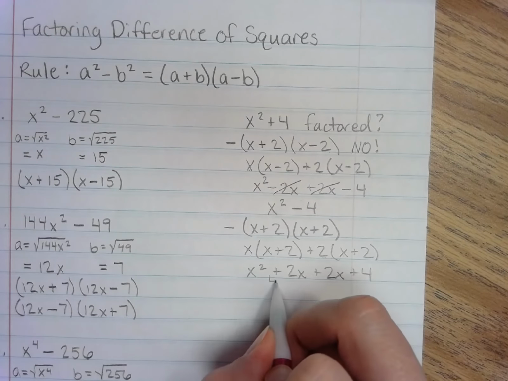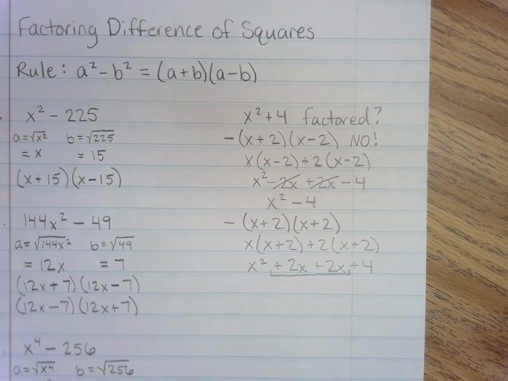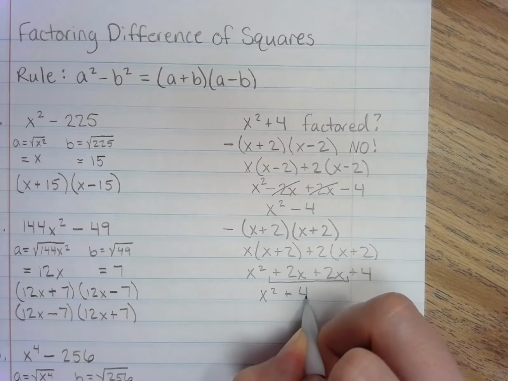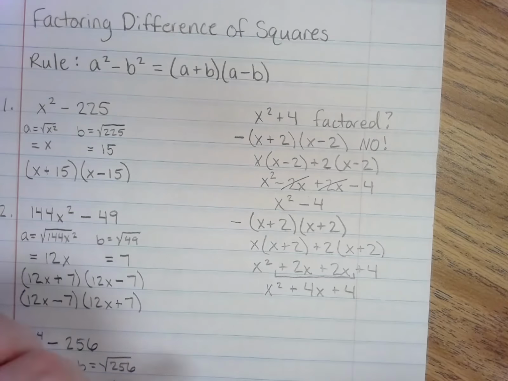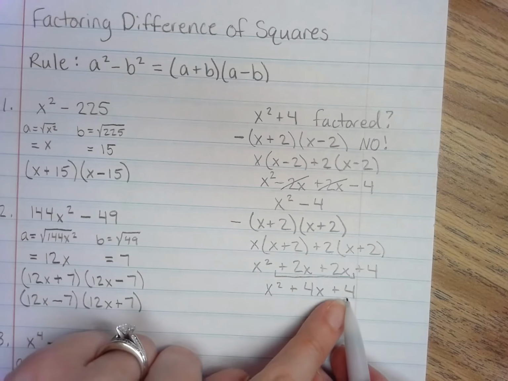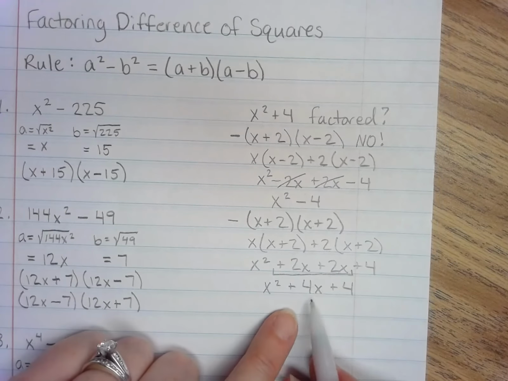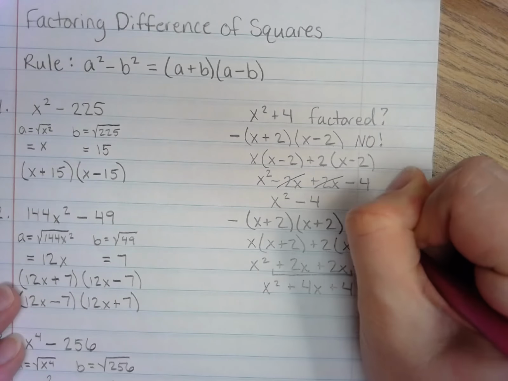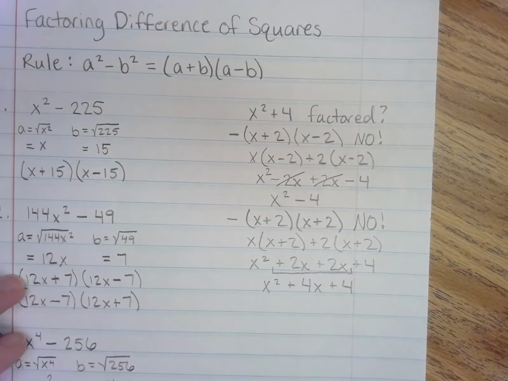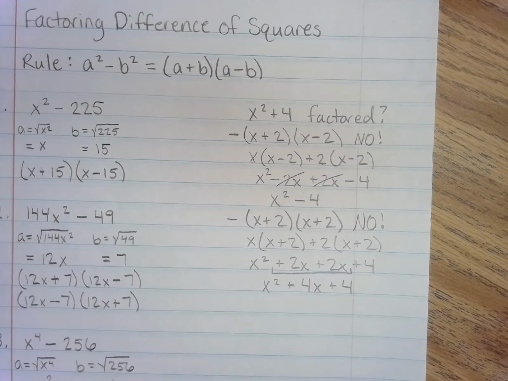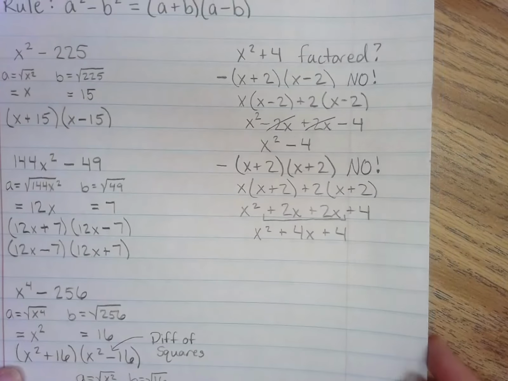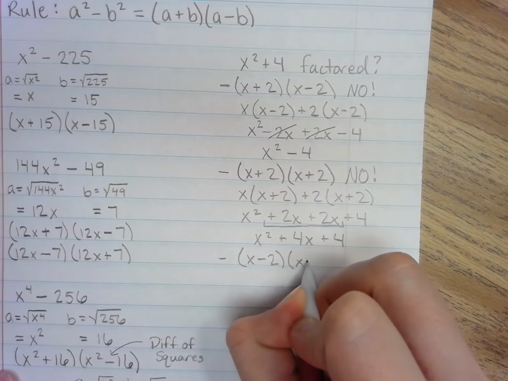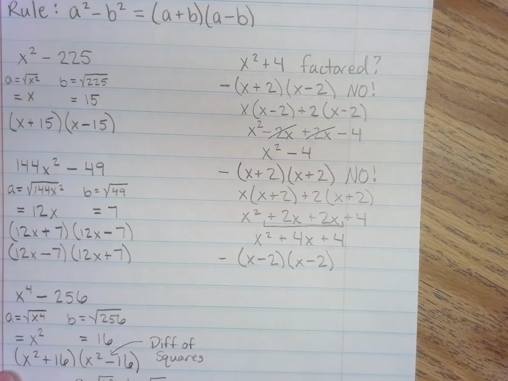This time in the center here, we can actually combine our like terms, and they do not cancel. So we get x squared plus 4x plus 4. So this time we had our x squared and our positive 4, but we ended up with this middle term that we don't have in our original problem. So again, no, this is not a factored form. Well, we might as well just try the only other option with having them both negatives. So let's try x minus 2, x minus 2 to see if that will work out.